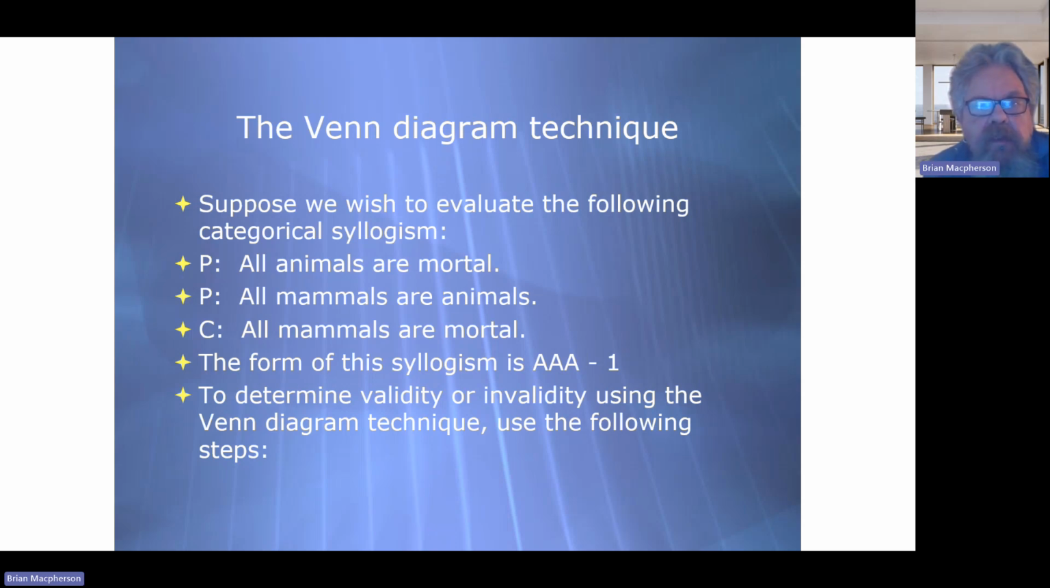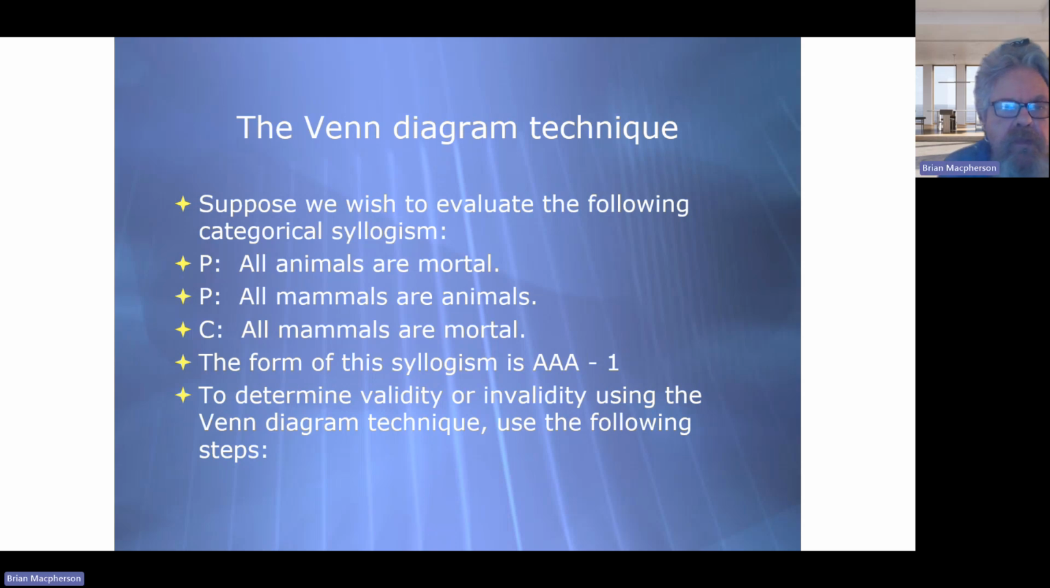Okay. So in the assignment that I'm posting for this, that you need to hand in this Thursday, I'm going to ask you to do three things. One, tell me what mood and figure the syllogism is that you're assessing. The second thing is to then use either the Venn diagram technique or the rule technique to assess the syllogism for validity. Remember that a categorical syllogism is valid if it's impossible for the premises to be true and the conclusion false. And a syllogism is invalid if it is possible for the premises to be true and the conclusion false. And you can find that out using either the Venn diagram technique or using the rule technique.